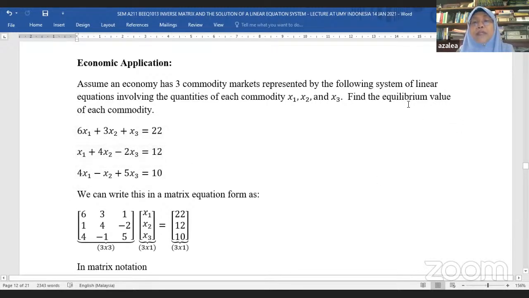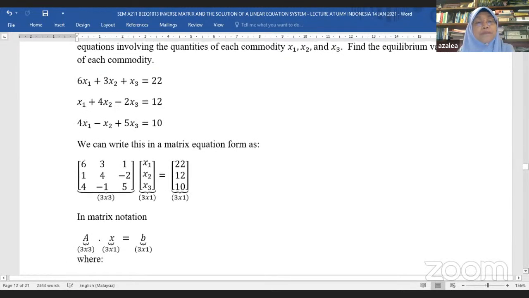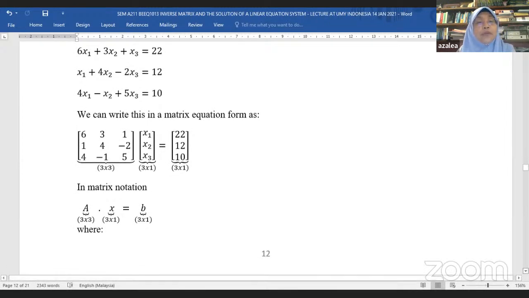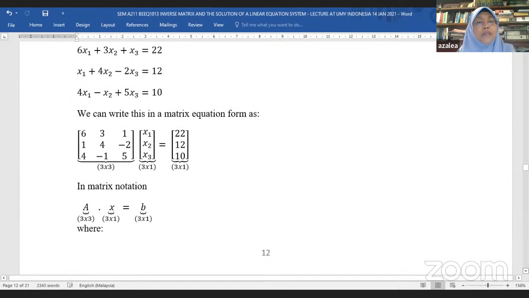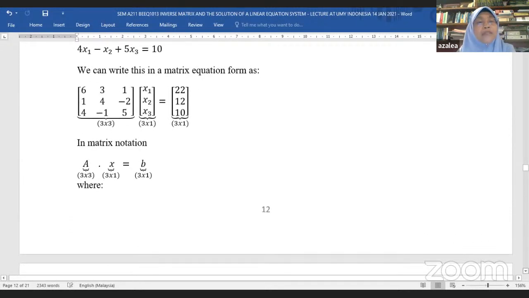So we want to find the equilibrium value of each commodity in the market. What are the quantities of product 1, product 2, and product 3 that will be produced in the economy? Since the equations are already written in the matrix array form, we can just proceed to write the matrix equation form like this. So we have the matrix A times X equals B.